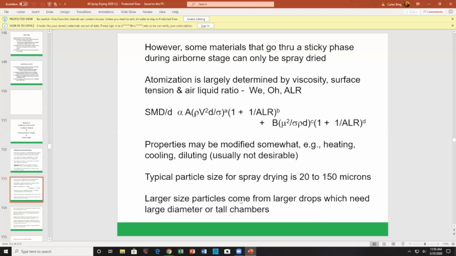Larger size particles come from larger drops, which need larger diameters or tall chambers. Large drops come from large orifices. Small drops come from small orifices. Big drops come from wheels rotating at low speeds with high flow rates. So it all sort of fits together.